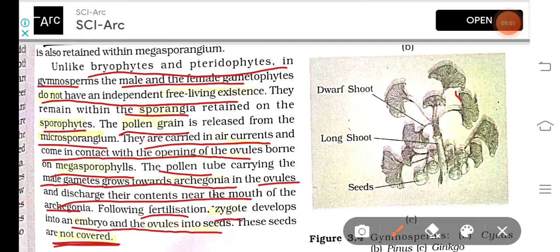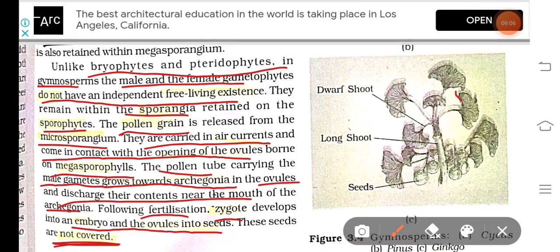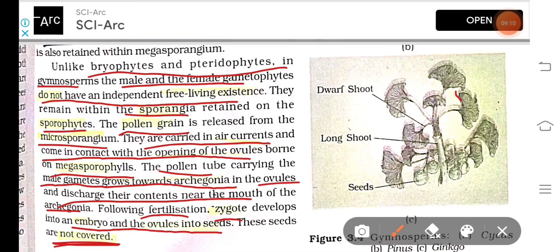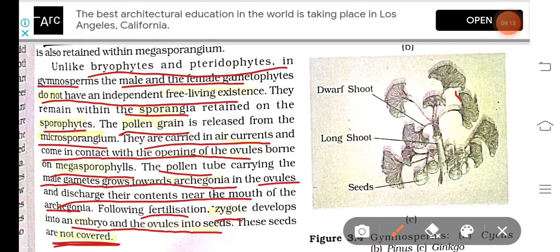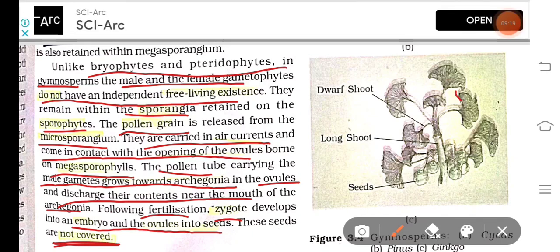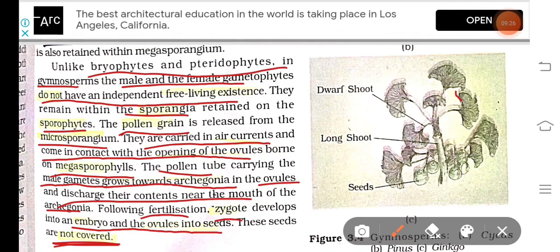And these seeds are not covered. We have seen earlier what gymno is. Gymno means naked. Gymnosperms have naked seeds. So I hope it is clear. You have to remember the examples, and you have to remember about the male and the female. Male is microsporophylls, male strobili. And female is macrosporangiate, your female strobili. Female ka kaam is done by cones.